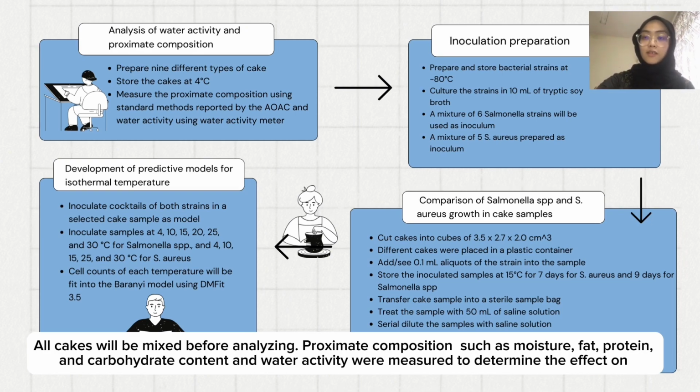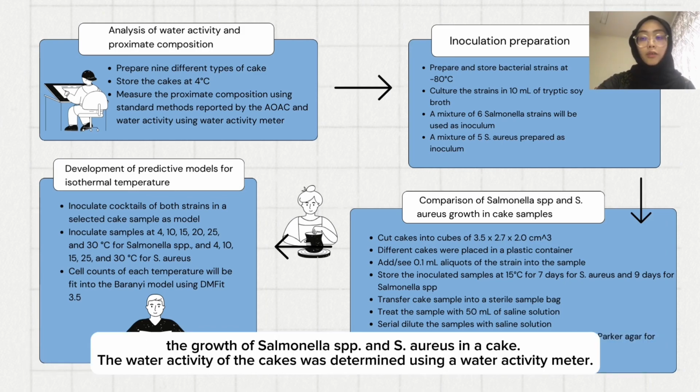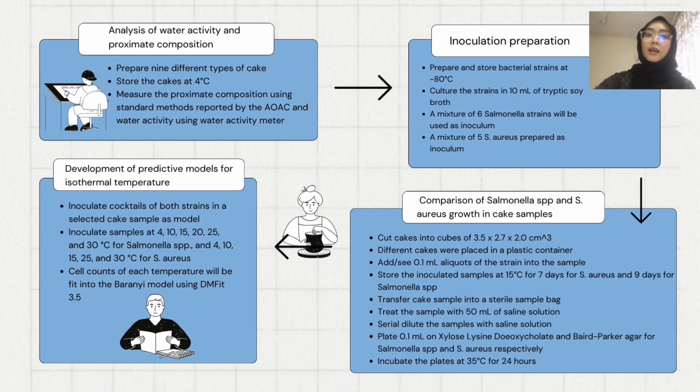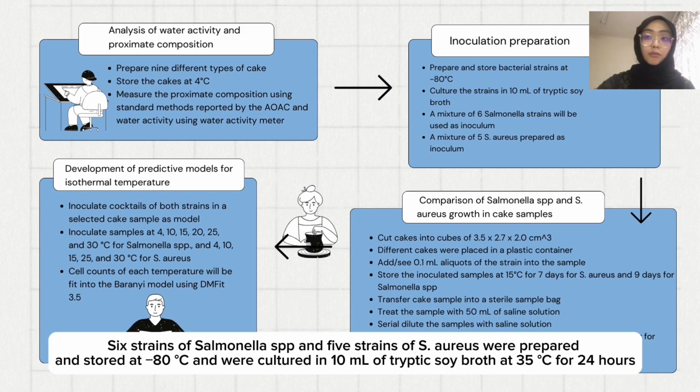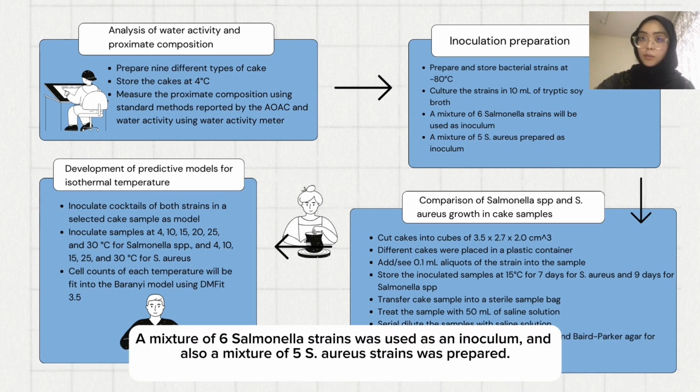Proximate compositions such as moisture, fat, protein, and carbohydrate content and water activity were measured to determine the effect on the growth of Salmonella species and S. aureus in a cake. The water activity of the cakes was determined using a water activity meter. 6 strains of Salmonella species and 5 strains of S. aureus were prepared and stored at -80 Celsius and were cultured in 10 ml of tryptic soy broth at 35 Celsius for 24 hours. A mixture of 6 Salmonella strains was used as an inoculum, and also a mixture of 5 S. aureus strains was prepared.